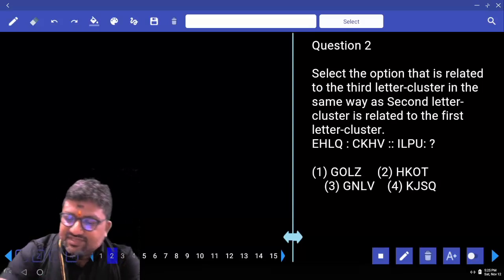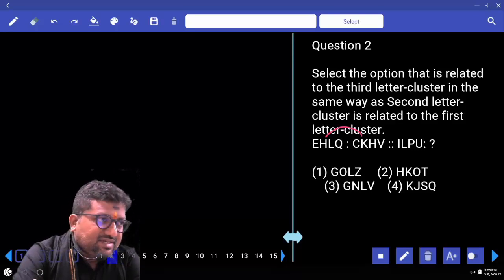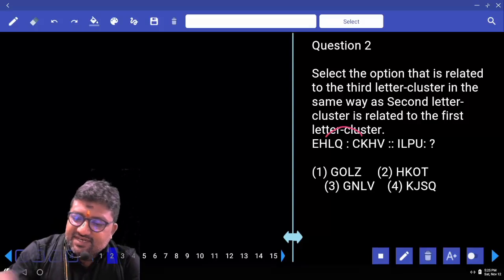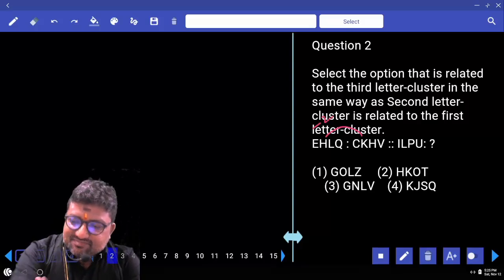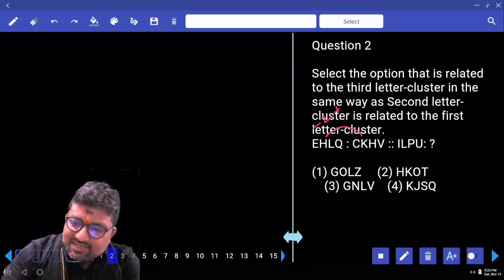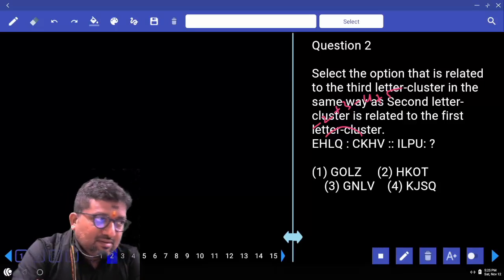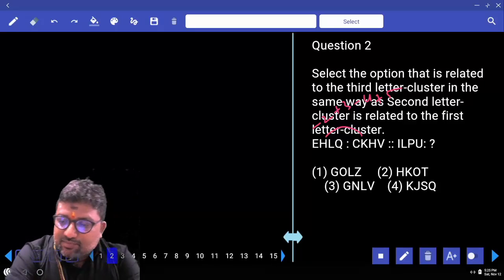Now let's go for this. I told you we will not look at those letters. We will only consider their place values. Consider the first letter with the first. 5 and 3, minus 2. 8 and 11, plus 3. 12 and 8, minus 4. 17 and 22, plus 5. Minus 2, plus 3, minus 4, plus 5.